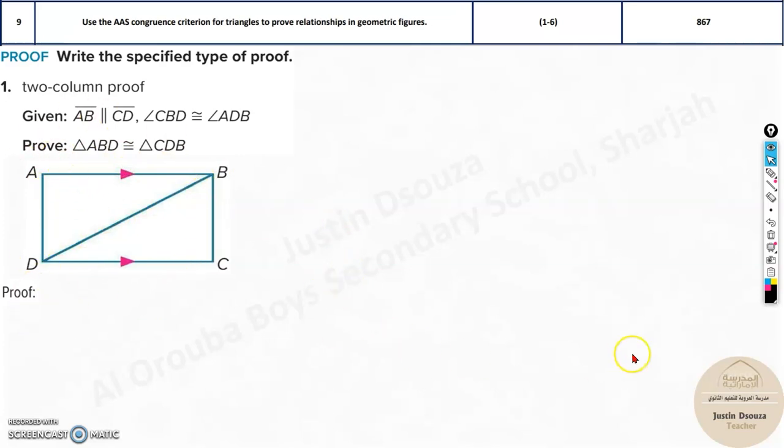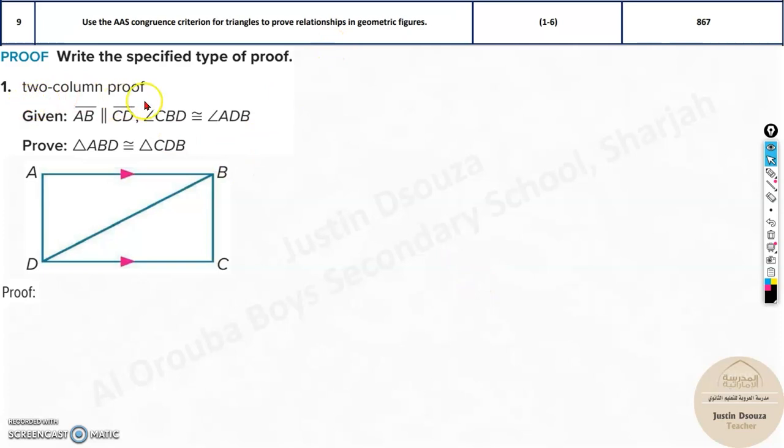Now, this is a proving problem. I'm not exactly sure how this will come for MCQ. Maybe they will give you a statement and then ask the reason for the statement or something. But once we study these problems thoroughly, you will understand and you can solve it any way they ask you. So let's look at this first one.